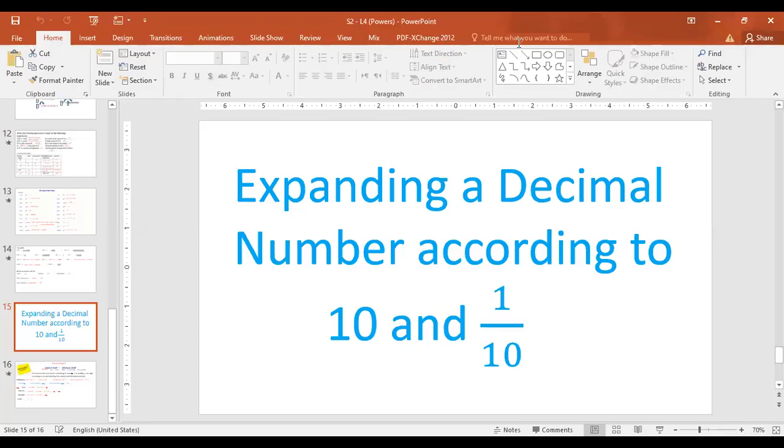This is the final thing I'm going to talk about in our lesson, which is the powers. And this lesson will be included in our quiz on Friday. So on Friday, we have a math quiz in this lesson. The final thing I'm going to talk about in this lesson is expanding a decimal number according to powers.